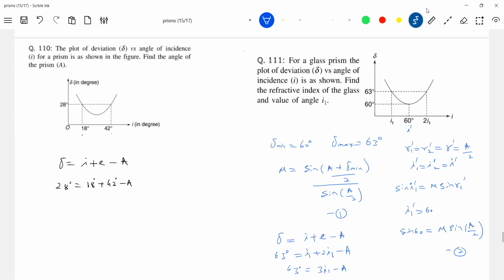After getting A, I'll get I1. Yes, sir. After getting A, I'll get I1. So here what happened? First, mu, A and I1, three unknowns are there, and we can solve it. So this will be root 3 by 2. So mu equal to sine A by 2 will be, in terms of that, you substitute here.